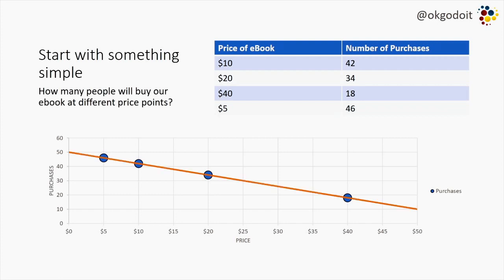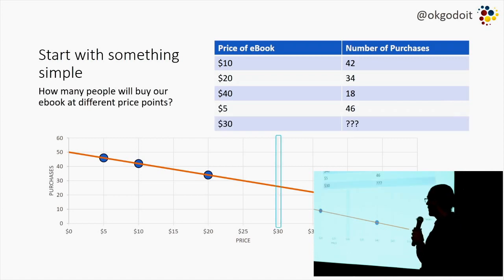If we go ahead and put a line through that, again, very simple, not exactly real world, but you'll get the basic idea. Now we have a general idea of the trend, that as the price goes up, the sales go down. So if we want to ask a question like, how many sales can we expect if we price our book at $30? It's really simple. We look at $30 on the x-axis, we see where that crosses the line, and it's about 26 purchases we can expect if we price our book at $30.